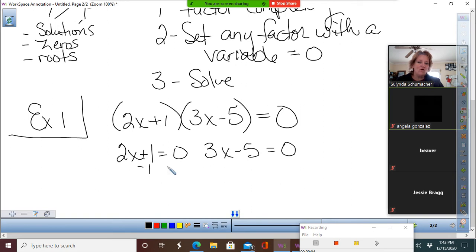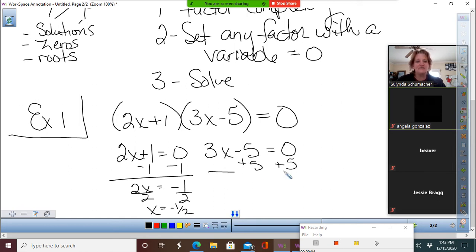Solving, I subtract 1 from both sides. I have 2x equals negative 1, dividing both sides by 2. X equals negative 1/2. So this is one place where it crosses the x-axis. Here I'm going to add 5 to both sides. So I have 3x equals 5. Dividing both sides by 3, x equals 5/3. Again, that's another spot where it crosses the x-axis.